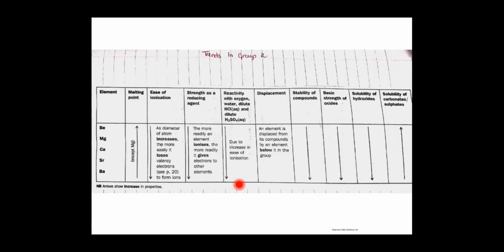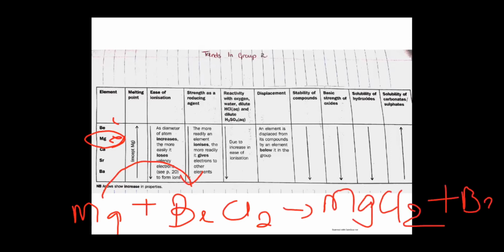Displacement: an element is displaced from a compound by an element below it in the group, because it has to be more reactive. So say, for instance, I have magnesium reacting with beryllium chloride. Displacement deals with kicking an element out. Magnesium is lower than beryllium on the periodic table, making magnesium more reactive than beryllium. As a result, it kicks it out of the compound to give you magnesium chloride and beryllium by itself.